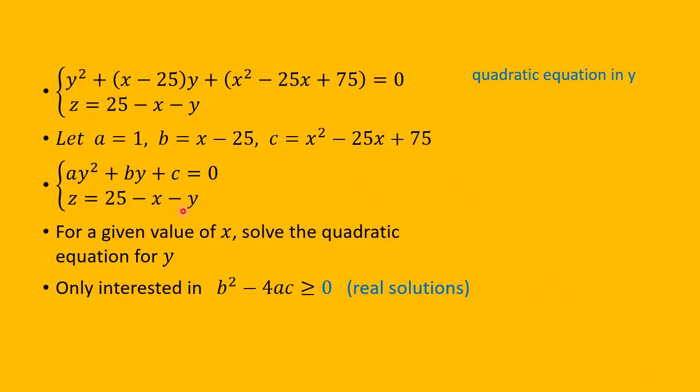So what's going to happen is the following. We're going to solve this top equation for y in terms of x. So for a given value of x, we'll solve that quadratic equation for y, and we'll be interested only when the discriminant b squared minus 4ac is greater than or equal to 0, because that will give us real solutions to the system of equations, which we can plot for this region in three-dimensional space called R3.